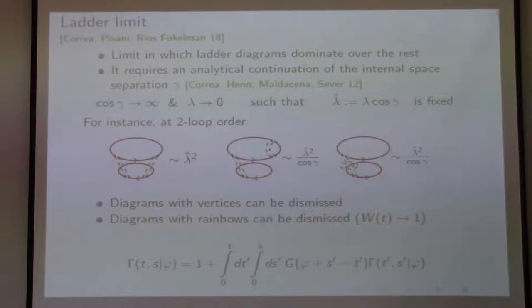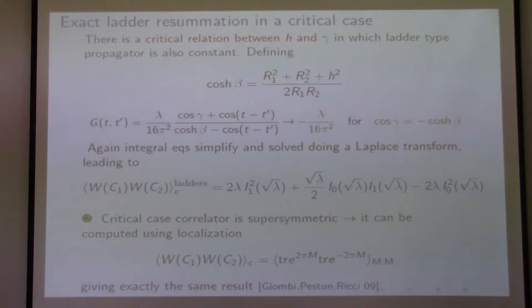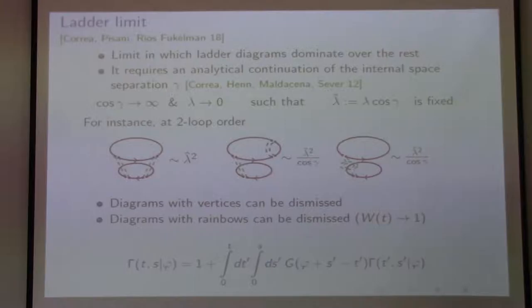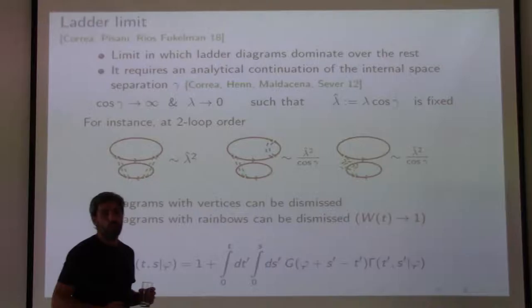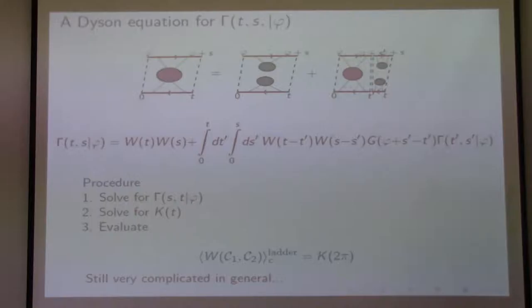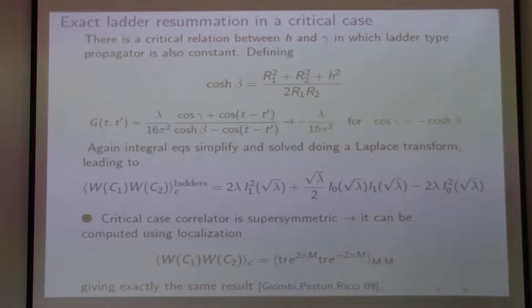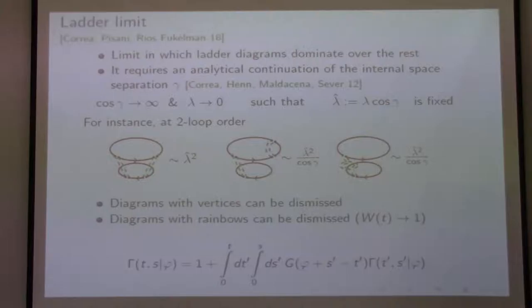So not only is the invoking of the ladder approximation, not counting interaction diagrams, justified by this, but also diagrams including rainbows have to be omitted. Whenever you have a rainbow, this is suppressed. So it means that in our integral equations, the rainbows were counted by this W function, this W of t has to be set to 1. So this limit not only justifies omitting interaction diagrams, but also simplifies the integral equation. For instance, the integral equation for gamma, let me go back. We have W here outside, but also inside the integral, and it becomes simpler. It's 1 plus this integral of g with gamma with no W at all.